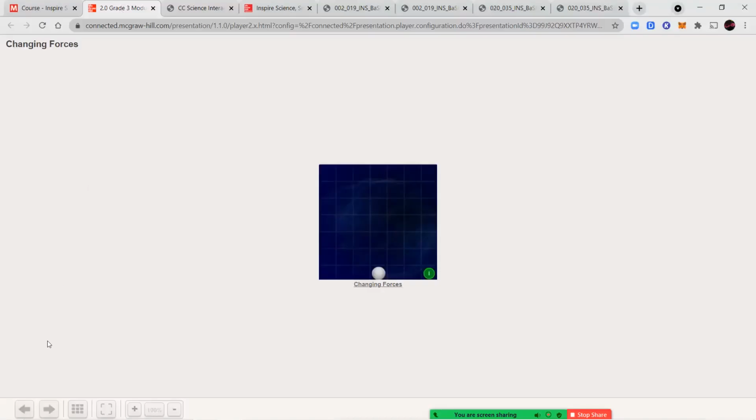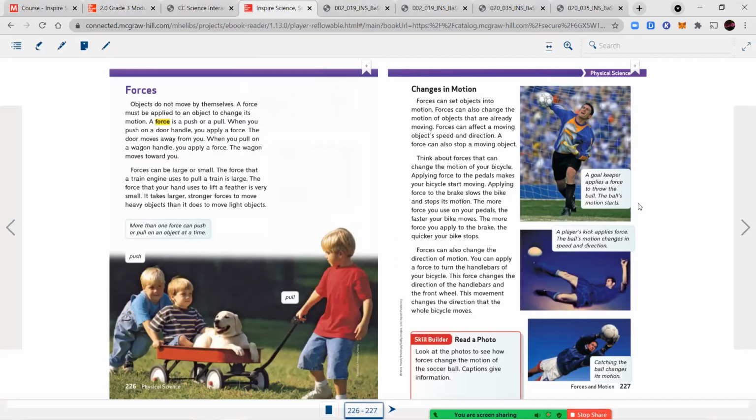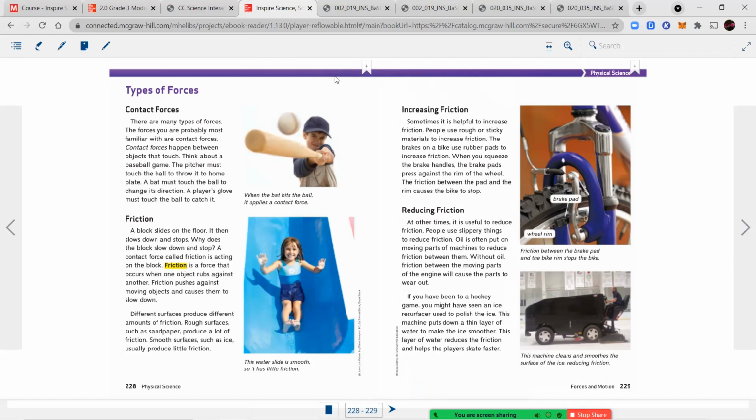All right, moving on, we're going to jump into the next portion where we're going to be answering questions 4 and 5 on page 26 as well. We're going to read pages 228 and 229 here in our science handbook about types of forces. Okay, now we're going to talk about different kinds of forces. We have contact forces, we have friction, and we're also going to talk a bit later about non-contact forces.